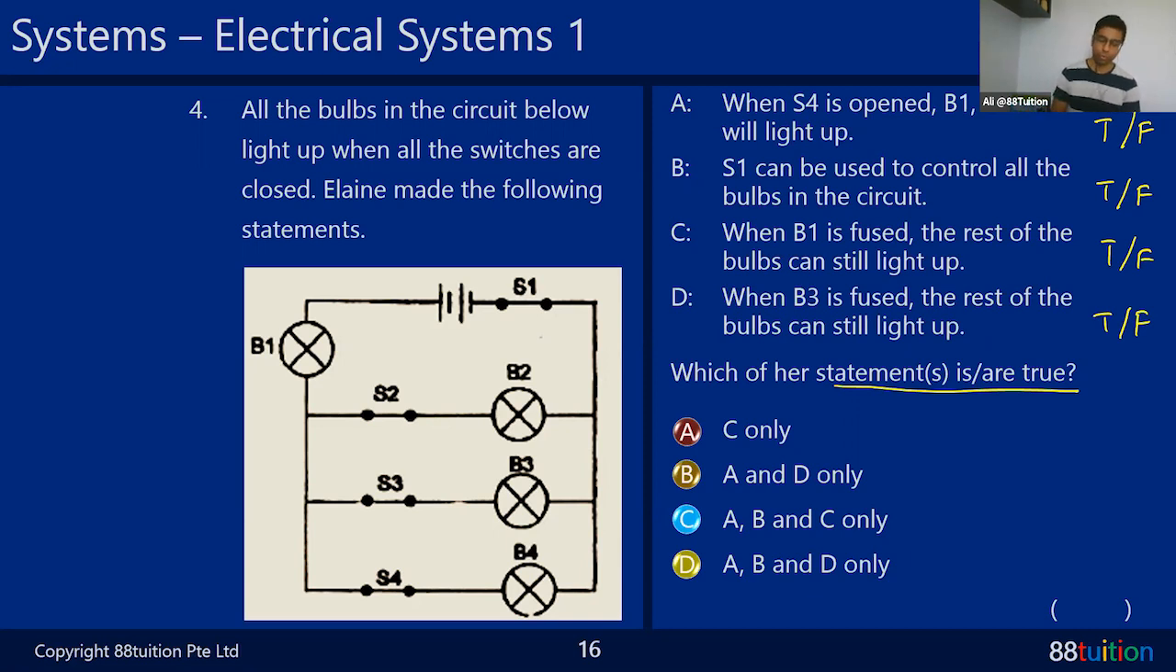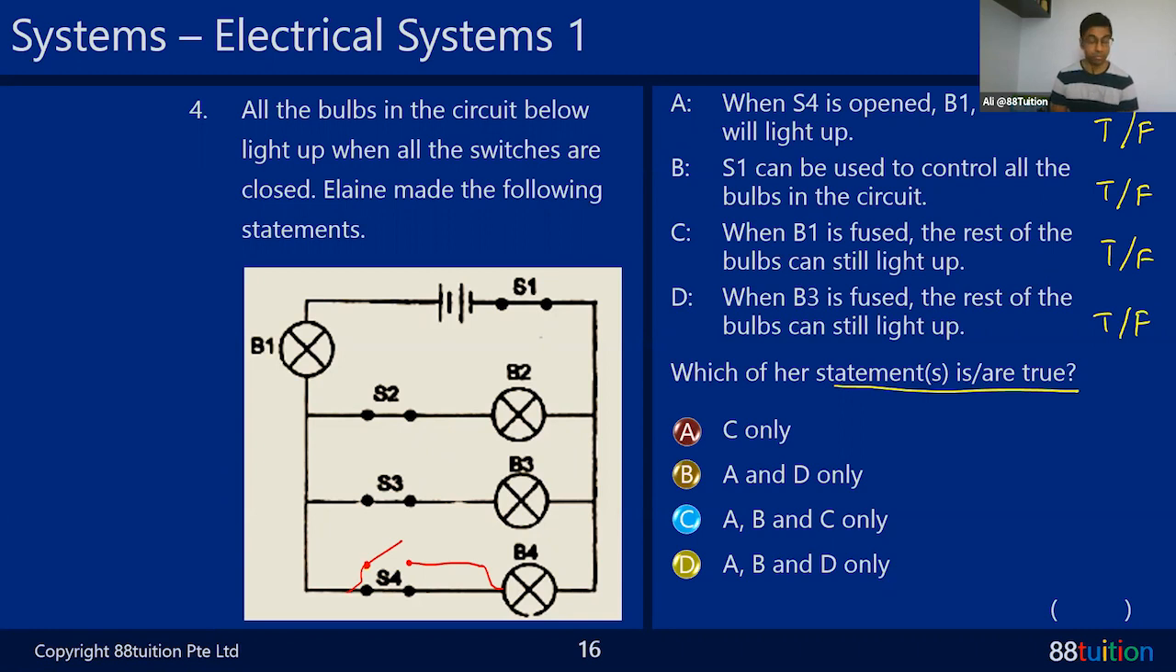Okay. So let's look at A. Statement A says when S4, which is switch 4, is open. Okay, therefore, I help you by doing this. I should use a red color for you to see. Now this switch is open. So this is the way it's connected. Okay, it's open. So the rest of them are closed, right? B1, B2, B3 will light up.